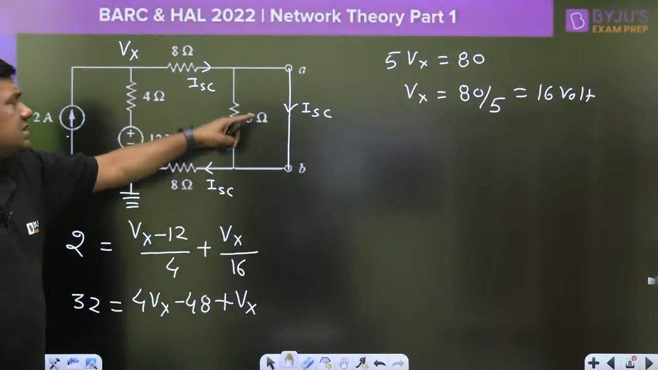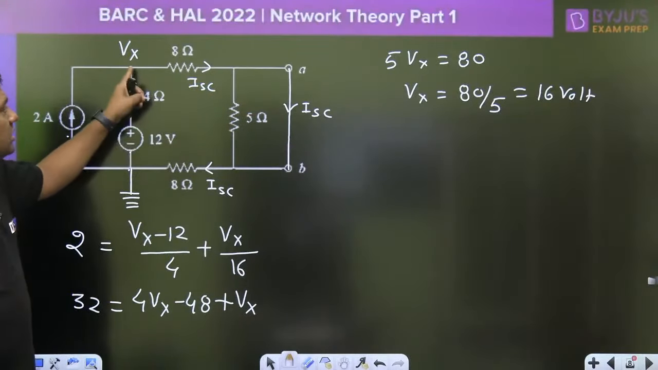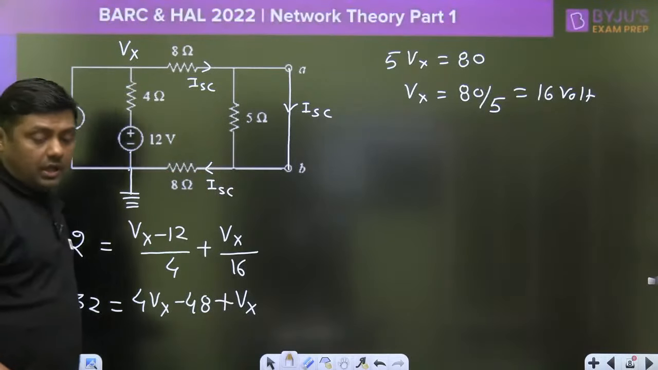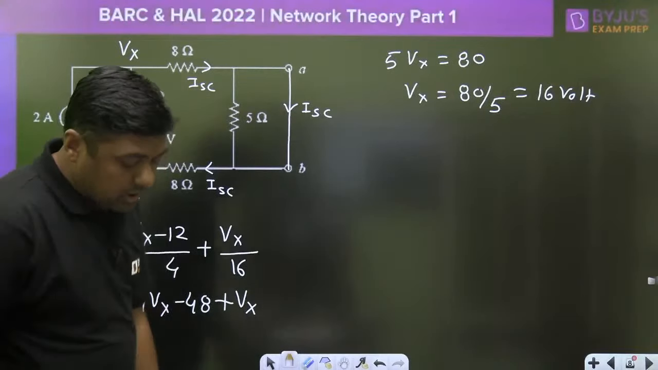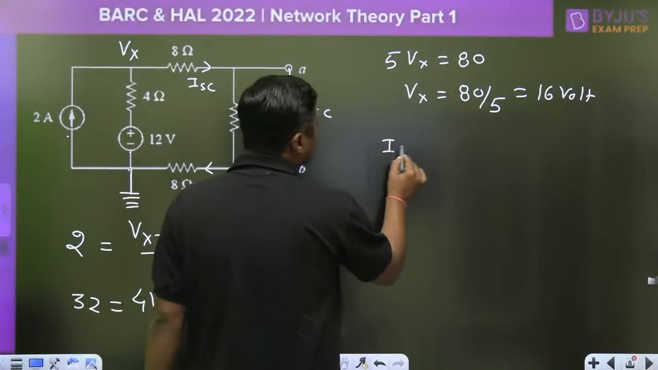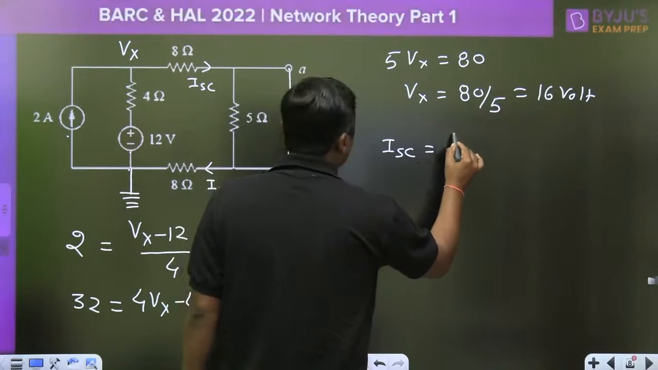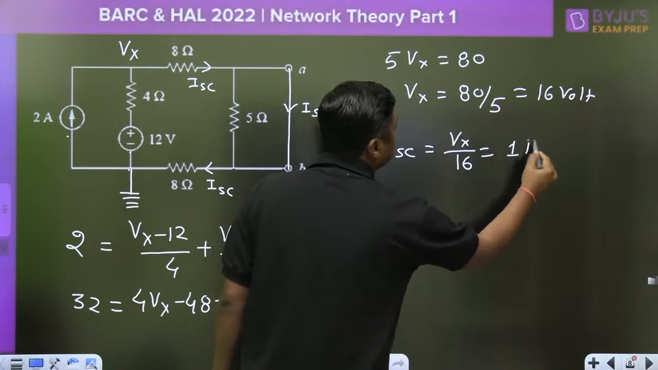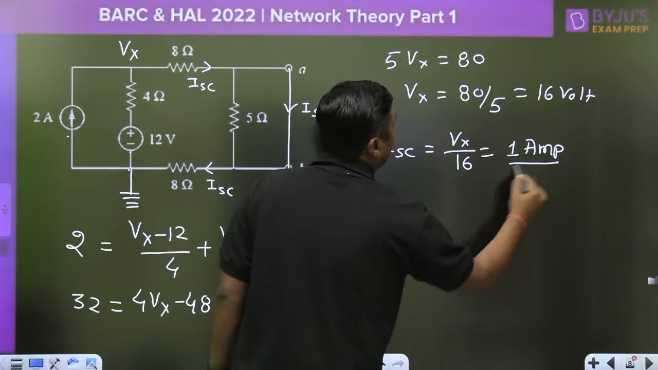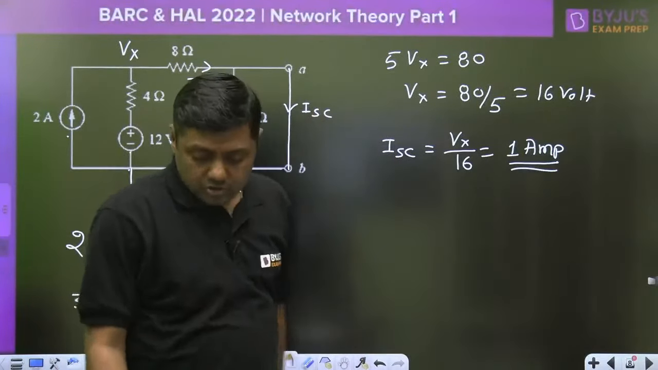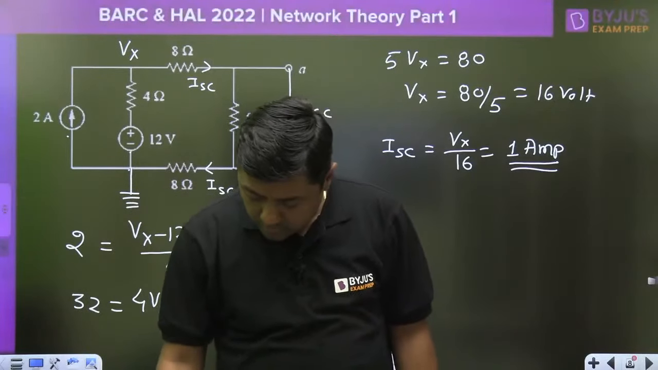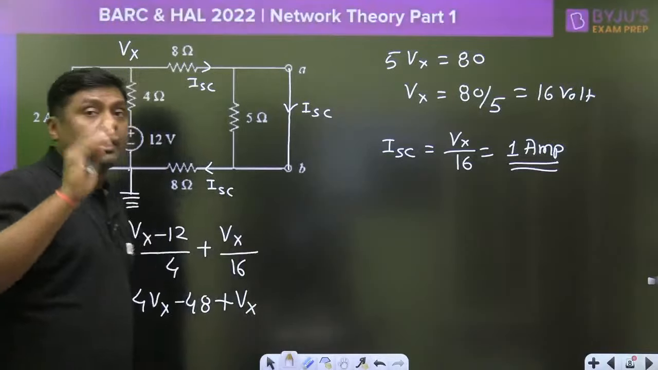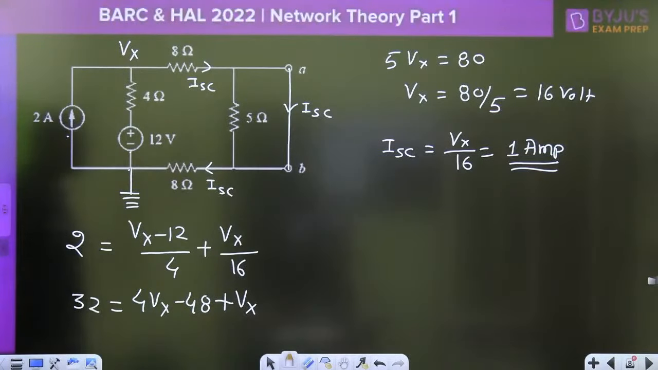Now, if you want ISC, what is the current through this? 0. So, that is the ISC, that is the ISC up to this point. Then, ISC will become Vx divided by 16, that is 1 ampere. 1 ampere. Over. That is the first question. Okay. So, second question. Let's try to solve that second question.